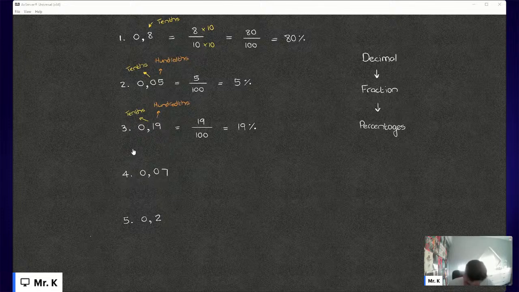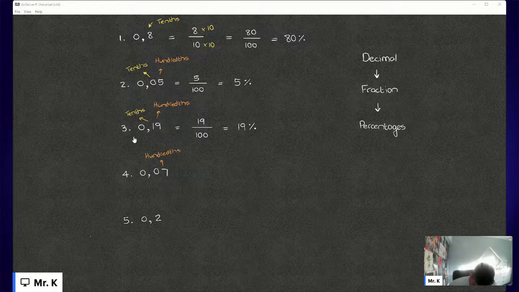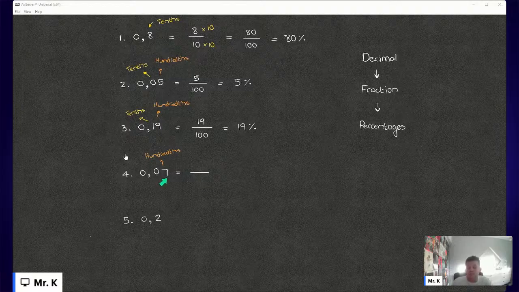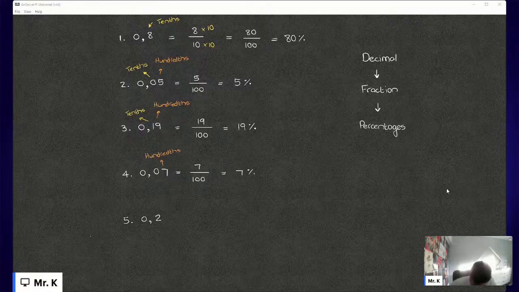Right, example number 4 is very similar to the second example. We only have hundredths in this example. There are no tenths. So when converting this into a fraction, we're going to take note of the fact that we have 7 hundredths. Okay? So I'm going to write 100 at the bottom of my fraction and write a 7 in the numerator. And because it's already in the perfect format, 0,07 is the same as 7%.